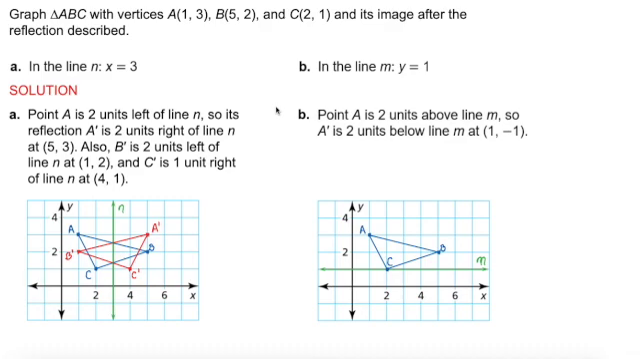But the process is going to be the same. We're going to count how many units we are from our line, and then flip it over and go the opposite direction for our new point. So A prime is going down there. B is only 1 unit from our line, so we go on our opposite side. And B prime is going to go right there.